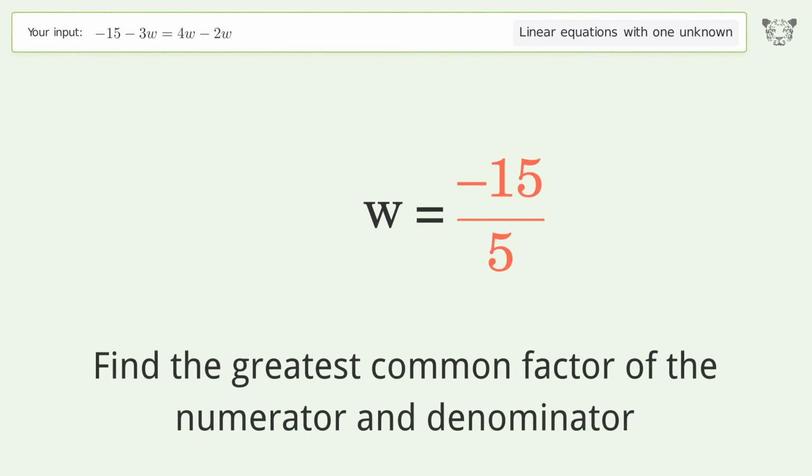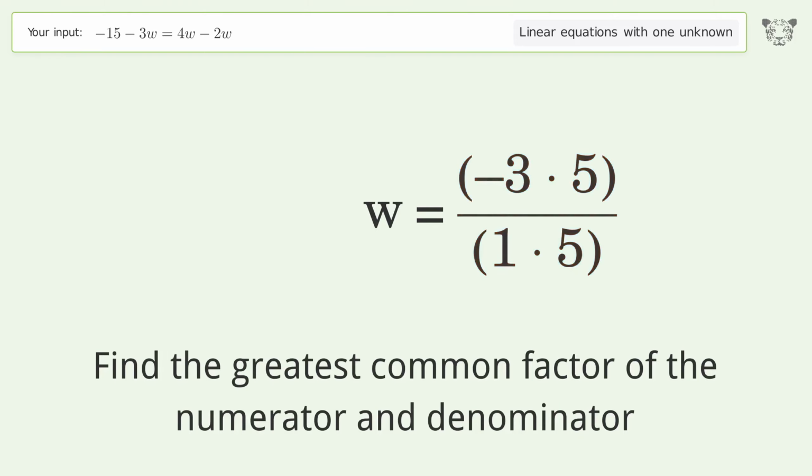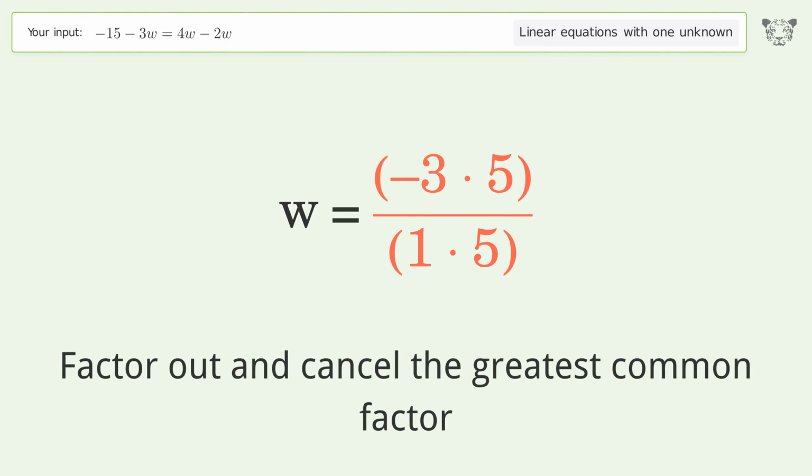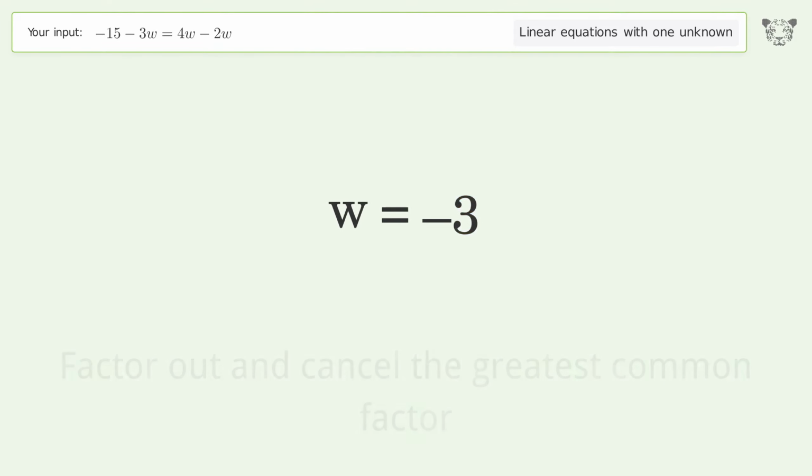Find the greatest common factor of the numerator and denominator. Factor out and cancel the greatest common factor. And so the final result is w equals -3.